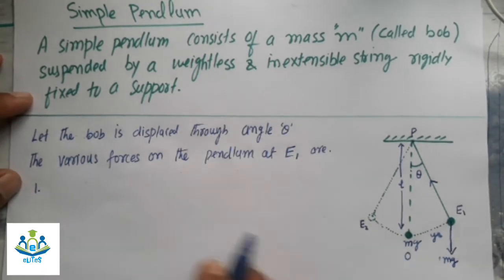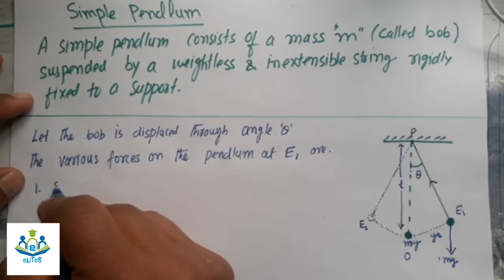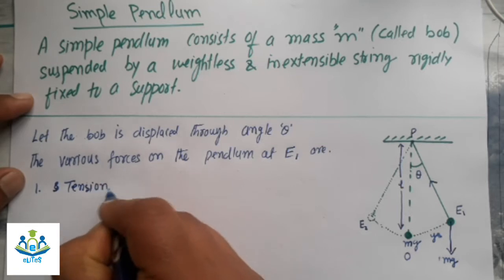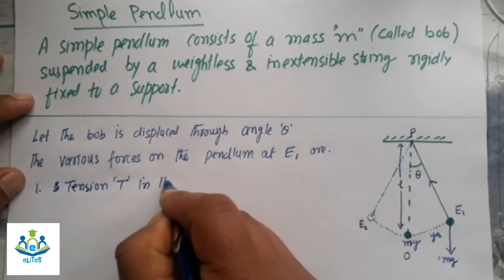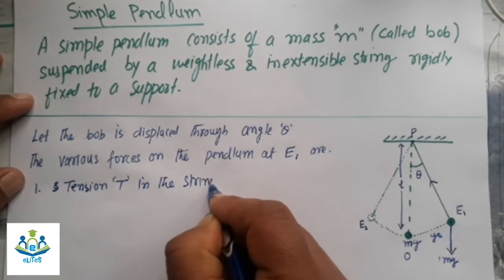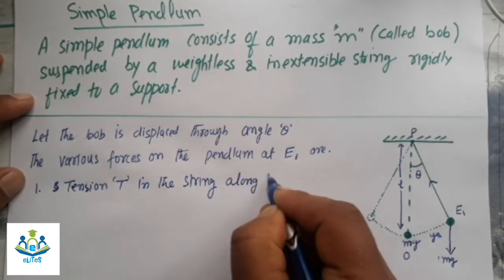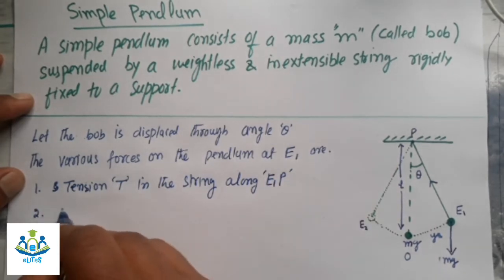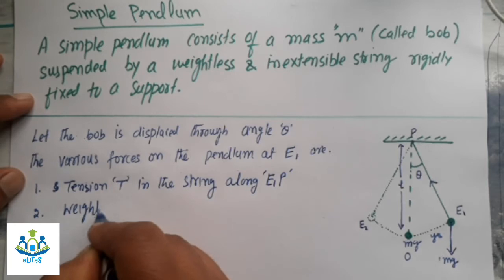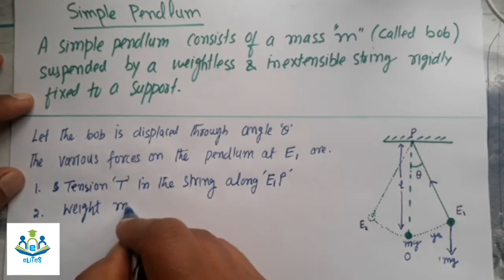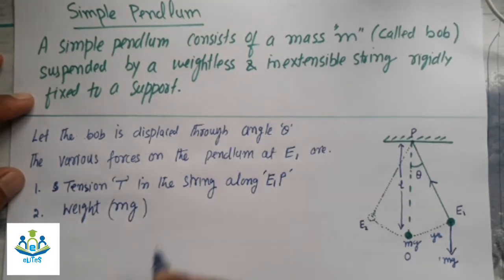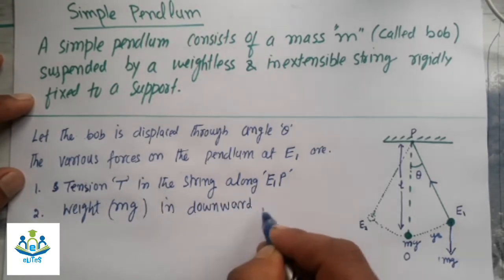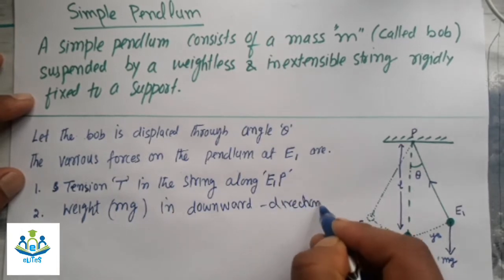So the various forces are, number first, tension in the string along E1P. Number second, weight mg in downward direction.